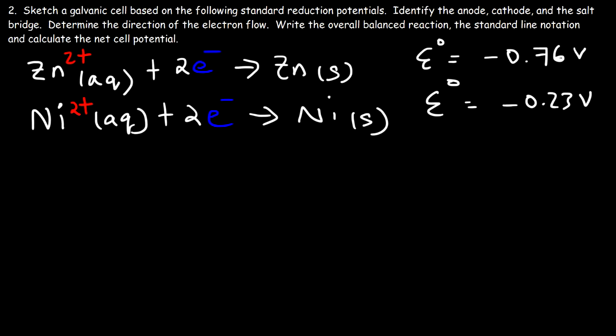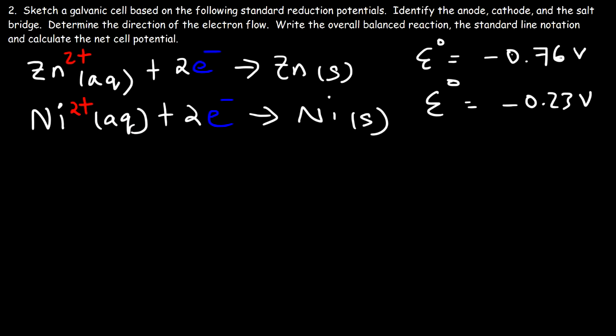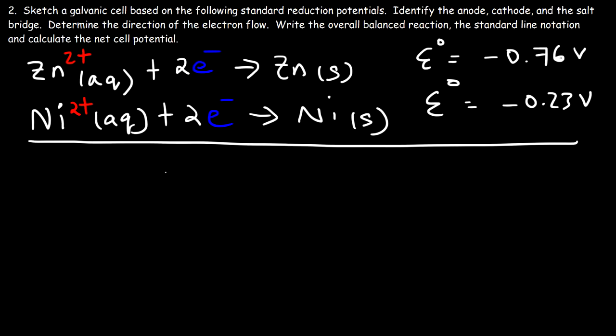So we need to reverse one of the half reactions. The question is, which one? Now we need to do it in such a way that when we add up the cell potentials, we get a positive cell potential. So if we reverse the first one, it's going to be positive 0.23. And if you add that to negative 0.76, that will still be a negative cell potential. So therefore, you want to reverse the reaction that has the highest or most negative cell potential, which is the first one. So let's rewrite this.